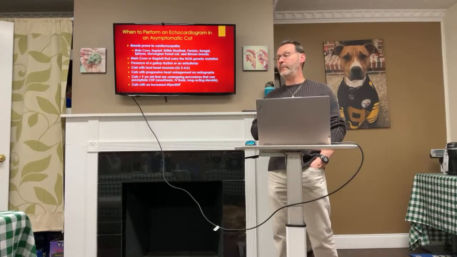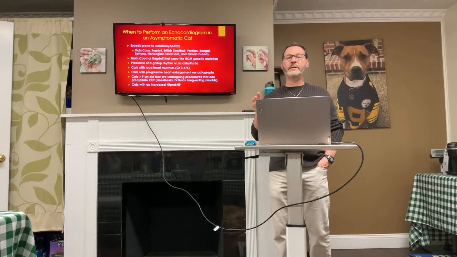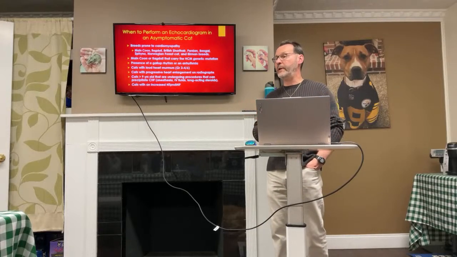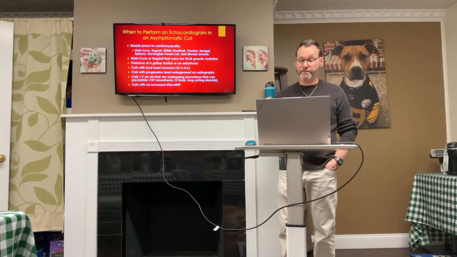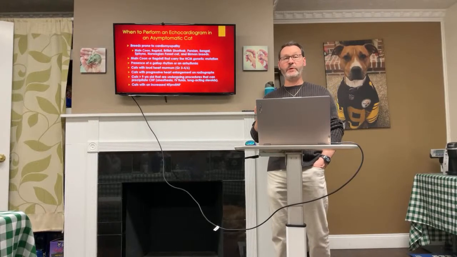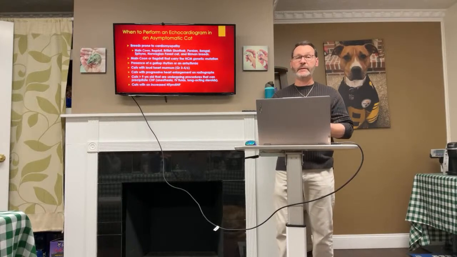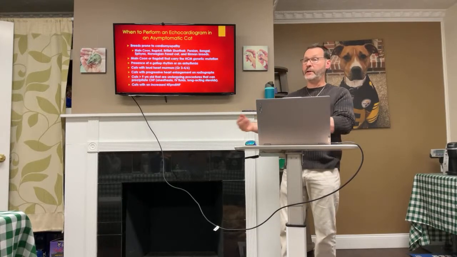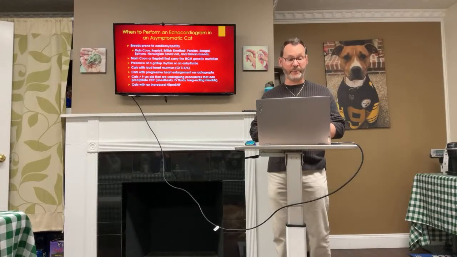Now, unlike in people, where they've mapped out very clear genetic causes for heart disease, in cats we've not really delineated them very well. But in both the Maine Coon and also the Ragdoll, we have identified a genetic mutation. So if somebody does a genetic screening on either of these breeds and they show positive for the genetic mutation, these cats we should also do echocardiograms on, even if they're asymptomatic.